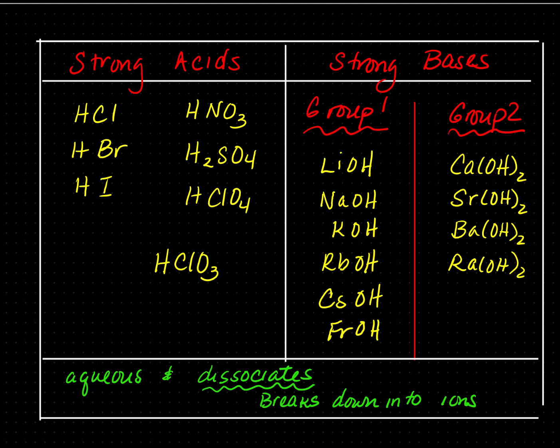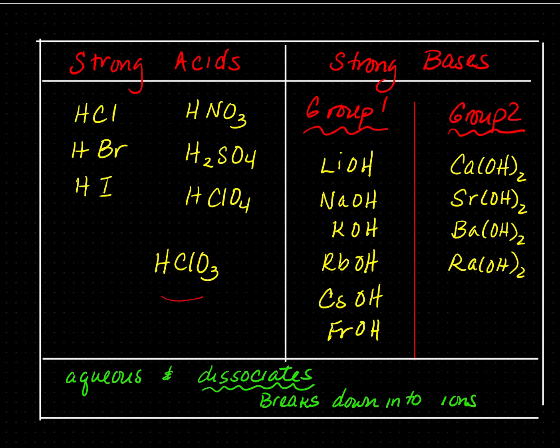We also need to memorize the strong acids and the strong bases. The strong acids are mainly from group 7, or the halogen family. It is HCl, HBr, and HI. The other three are HNO3, H2SO4, and HClO4.